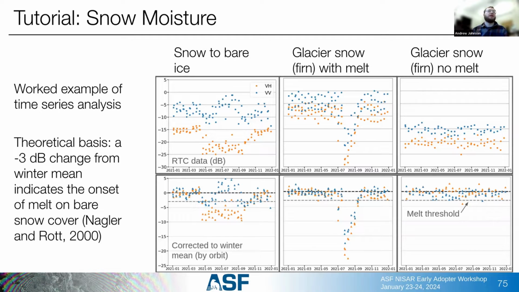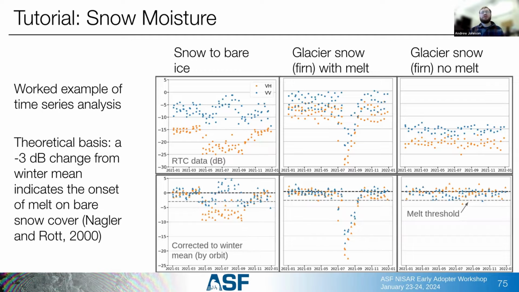And then in the bottom row, I've basically collapsed them to say, what is the winter mean value when I'm looking at dry snow? And I've just called that 0. I'm going to be using decibels in this talk as the unit. The theoretical basis for what I want to show is that when snowmelt starts, there's a decrease in this backscatter.